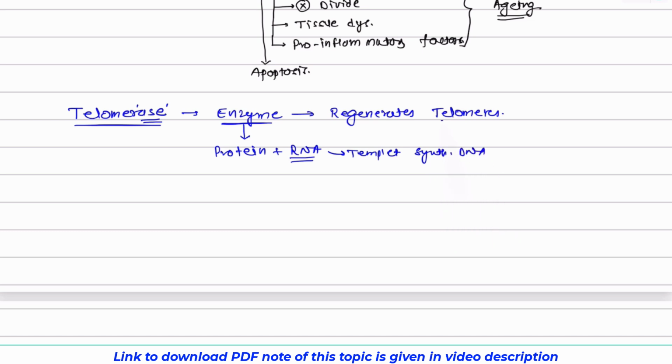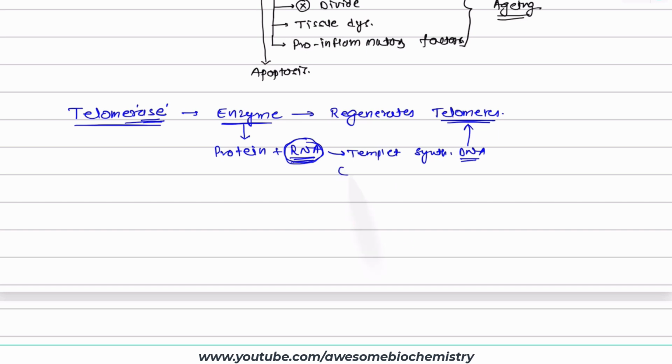We know that telomere is a part of DNA and it is being synthesized by this enzyme. Obviously this enzyme needs a template, so that template is within this enzyme itself in the form of RNA. By using the information on its inbuilt RNA, it will synthesize DNA, which is the telomeres. So we can call this a type of reverse transcriptase.